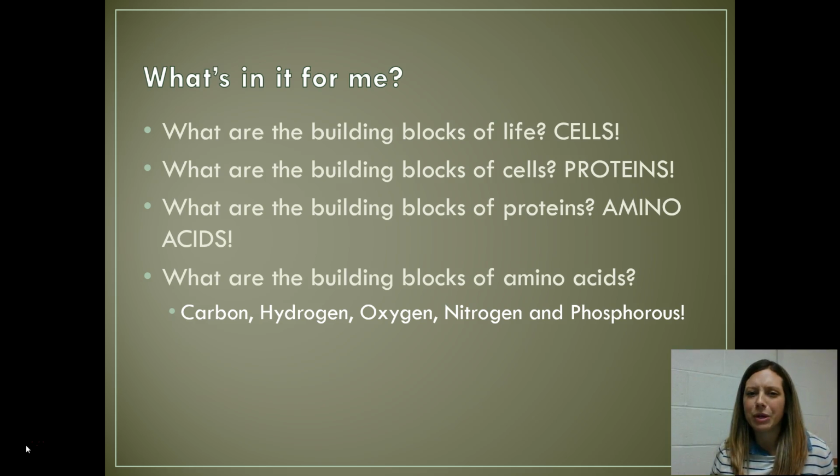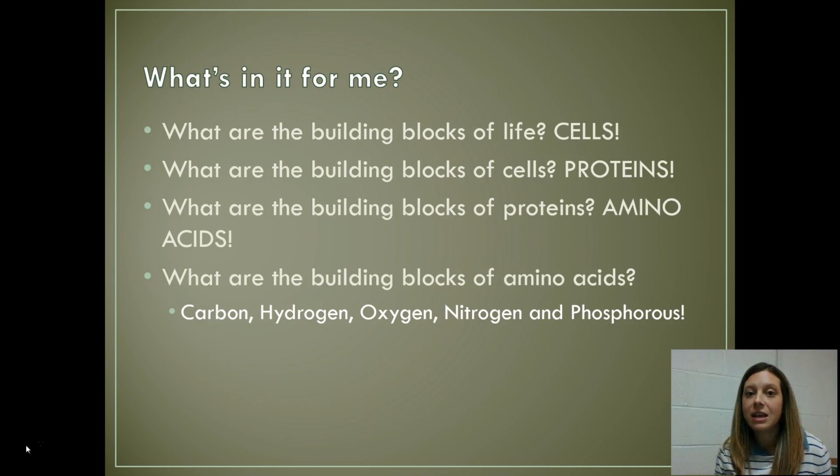Okay, so what's in it for me? Why in the world am I studying this in biology, a life science class? Why am I studying these physical science sort of processes? Well, you remember that the building blocks of life are cells. And you remember that the building blocks of cells are proteins. And you remember that the building blocks of proteins are amino acids. Well, as it turns out, the critical components of amino acids are the elements carbon, hydrogen, oxygen, nitrogen, and phosphorus. So we're going to look at some of these elements and how they cycle, because the way that they cycle is really important to living organisms.